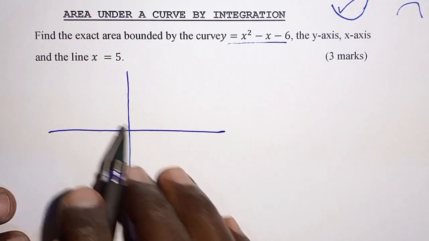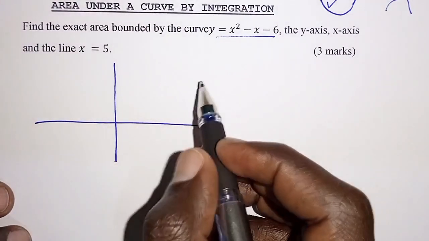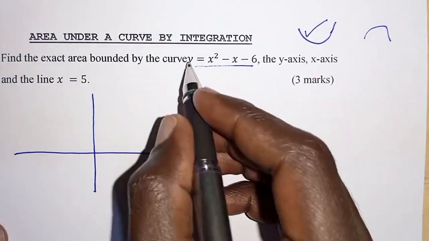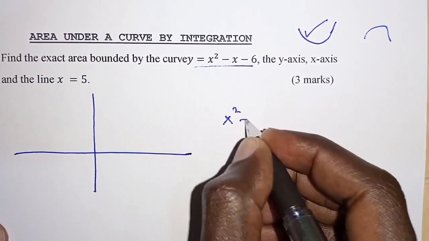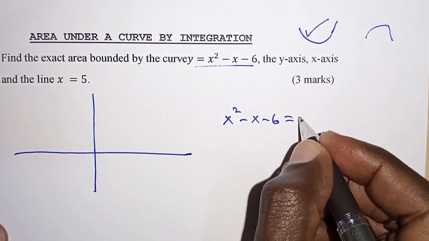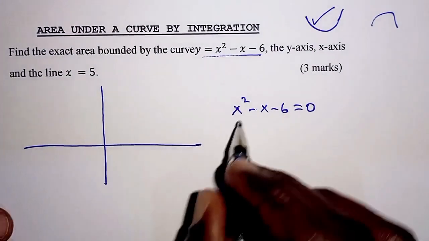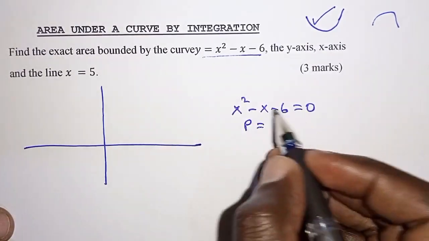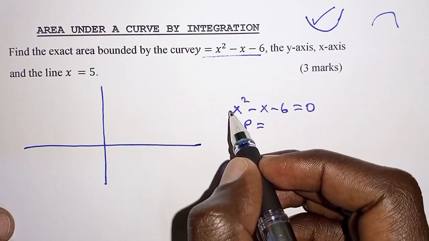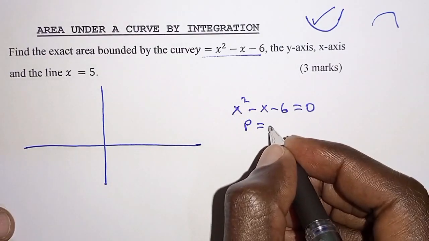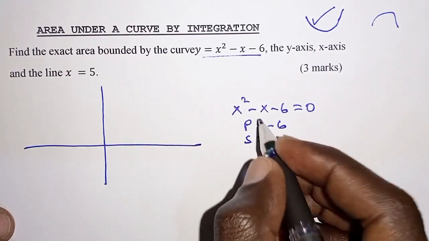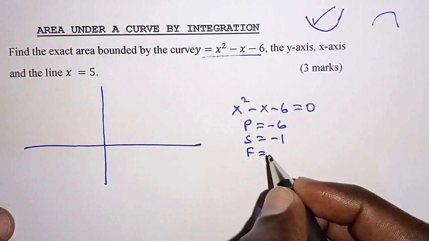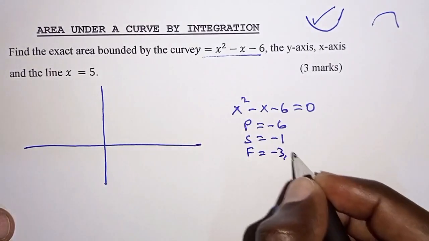Now, before we draw that, we also need to know the x-intercepts. So at the x-intercept, y is 0. So this equation will become x squared minus x minus 6 is equal to y, which is 0. Now solving this by factor method, we are going to look for two factors such that their product is equivalent to the product of coefficient of x squared, that is 1 times negative 6, which is negative 6, and the sum should be coefficient of x, the middle part, which is negative 1.